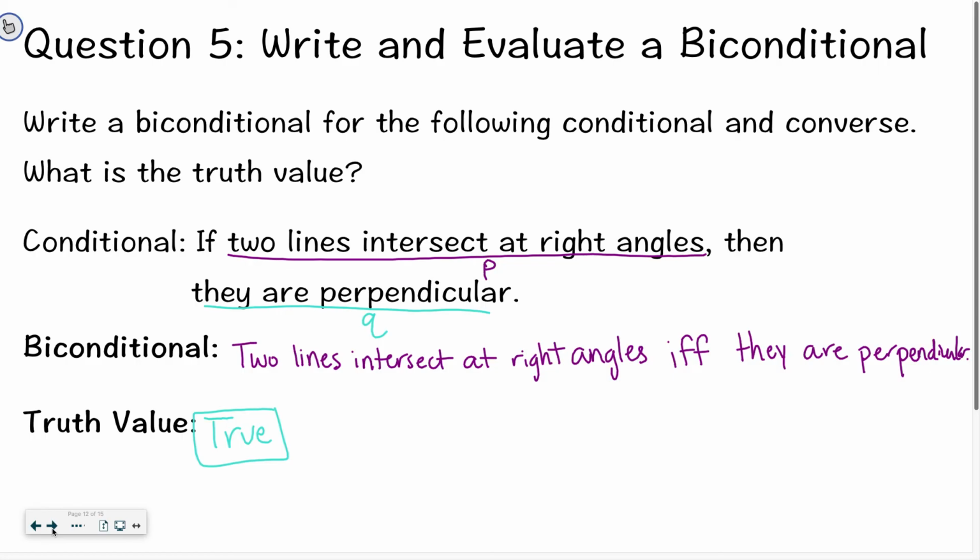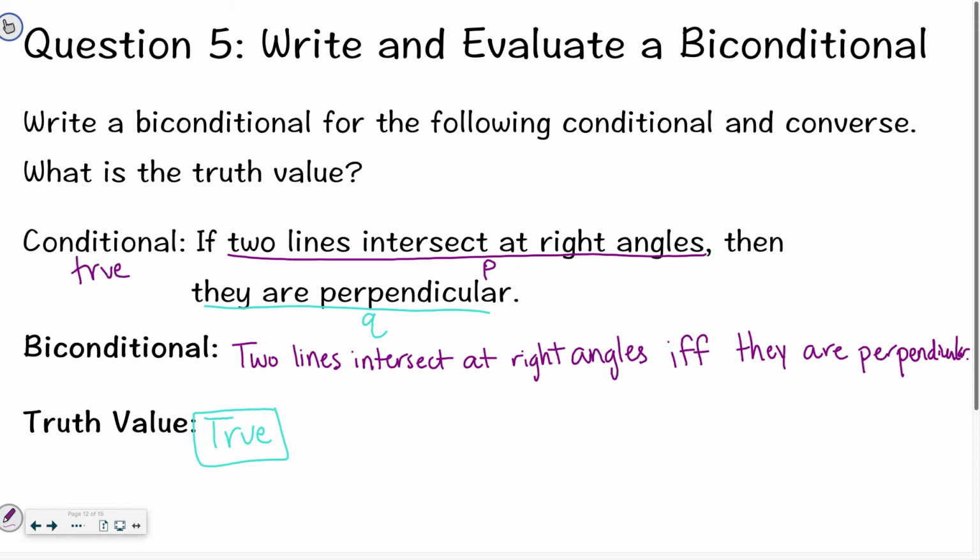My biconditional, I start with the P statement: two lines intersect at right angles, if and only if, then the Q statement, they are perpendicular. Now the truth value of those. The conditional would be: if two lines intersect at right angles, then they are perpendicular. So my conditional is true.